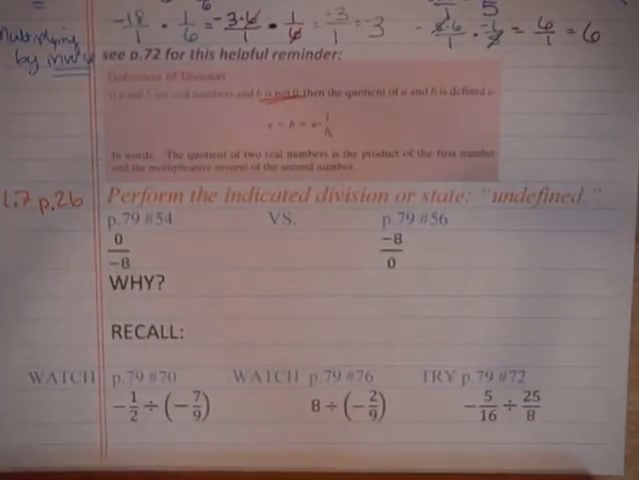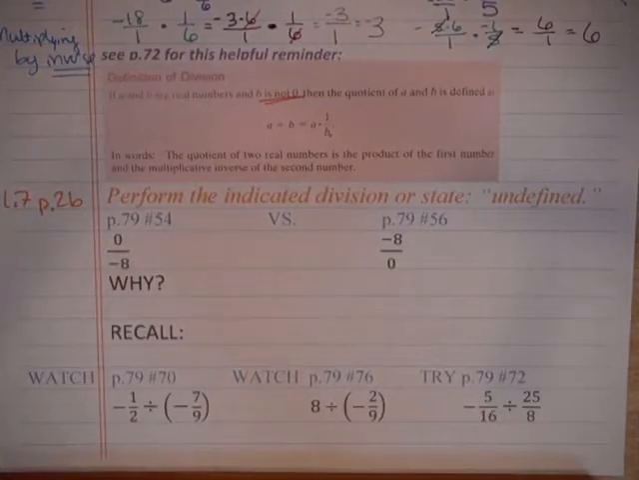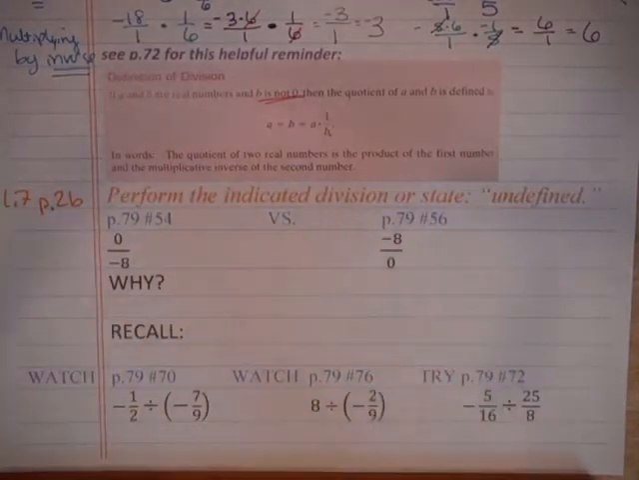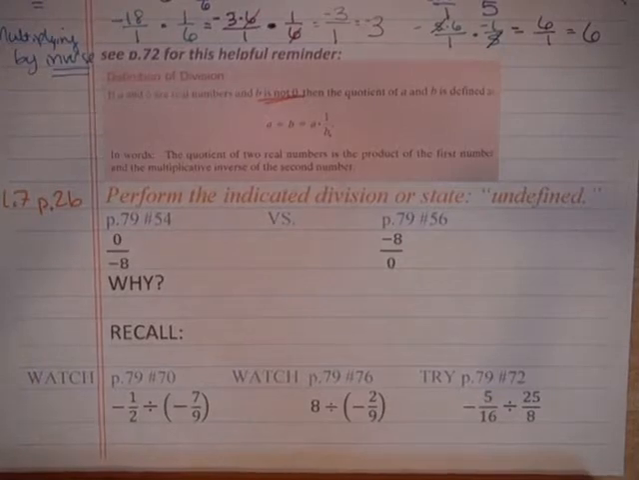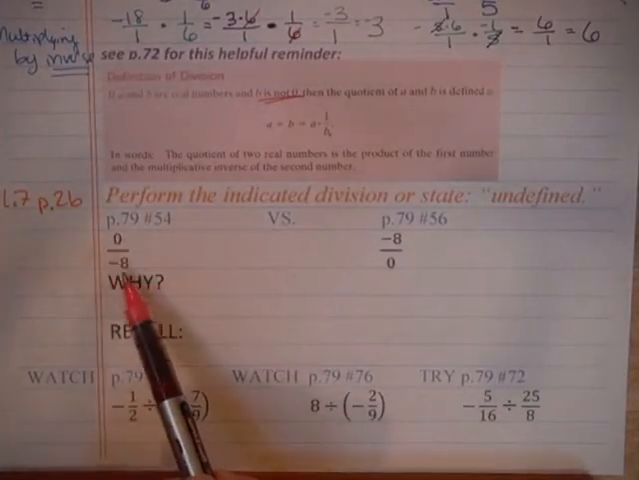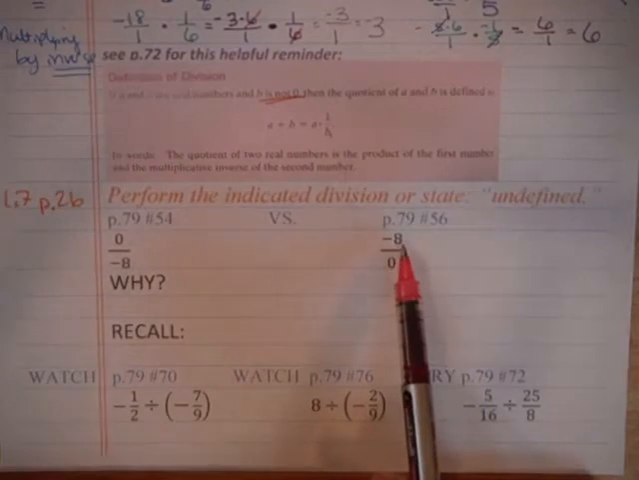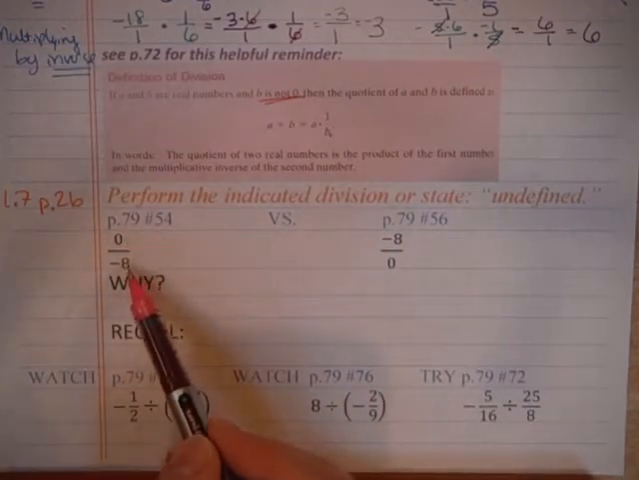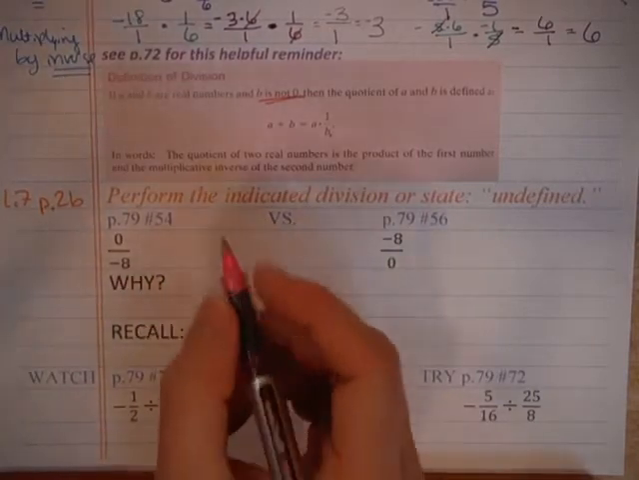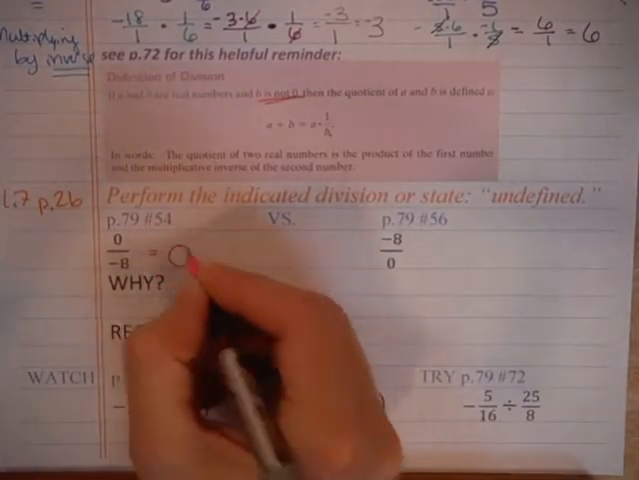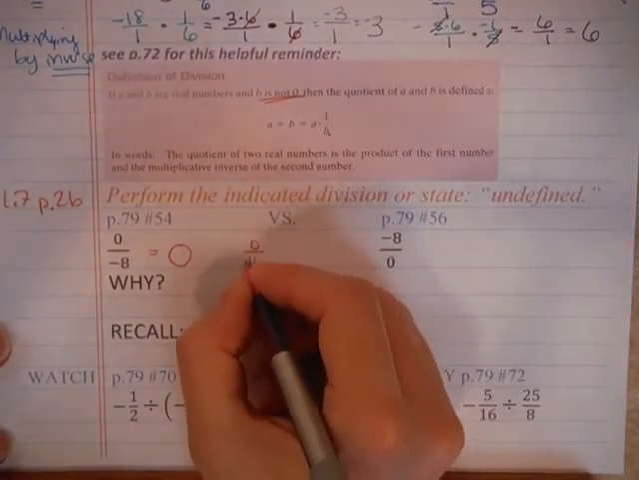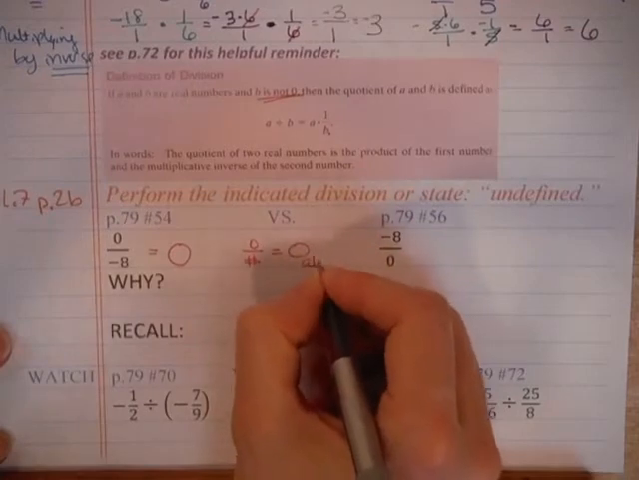And they take a moment to talk about 0 involved with division. And the instructions say to perform the indicated division or state undefined. So let's look at what two possible situations we could have. The first one is 0 divided by a number. The second situation is a number divided by 0. In the first situation, 0 divided by -8, that answer is going to be 0, and it's always that. When you take 0 divided by any number, it's always equal to 0.